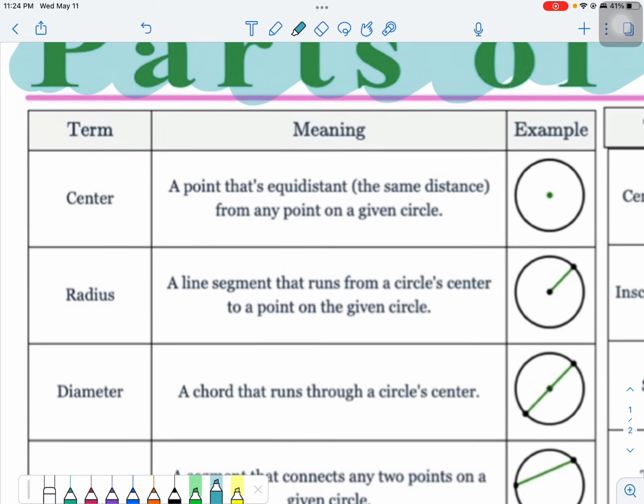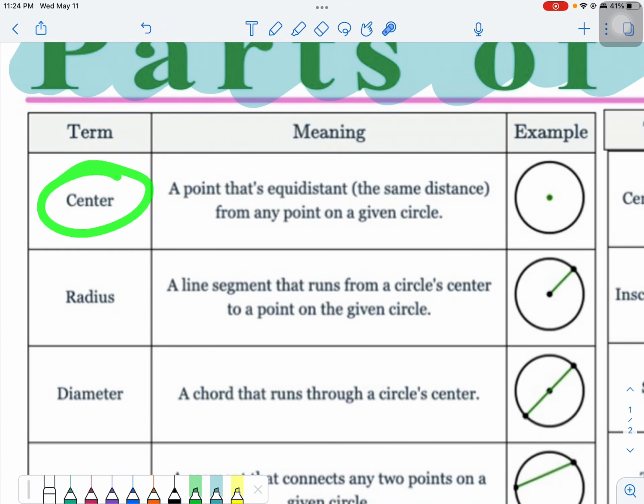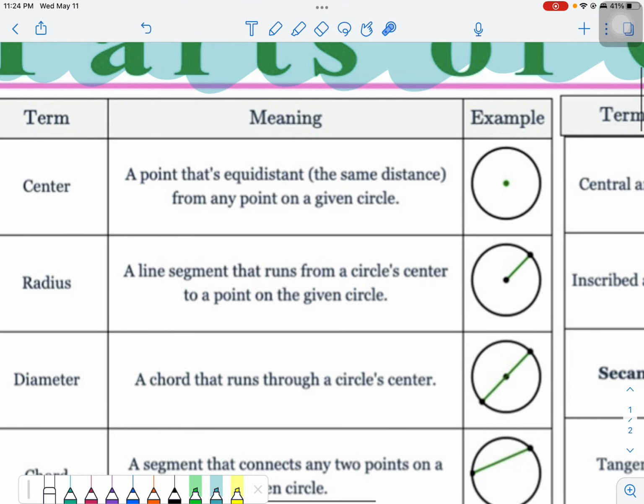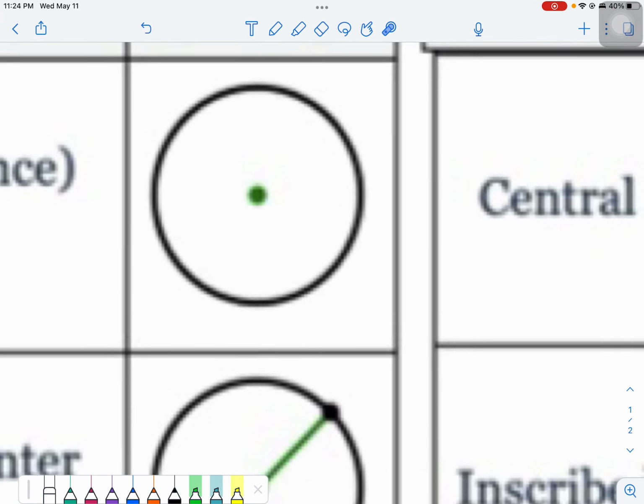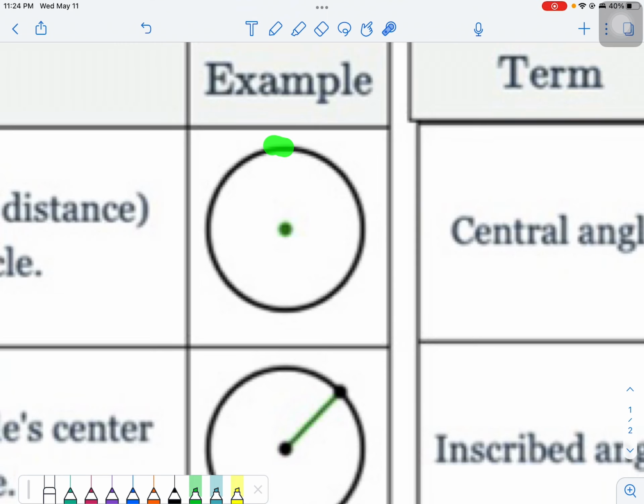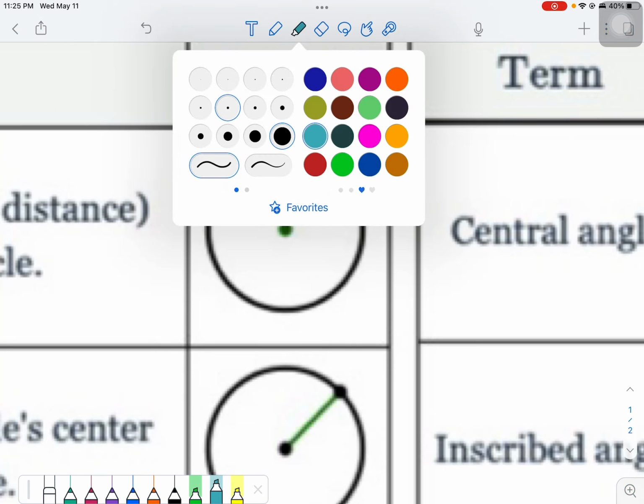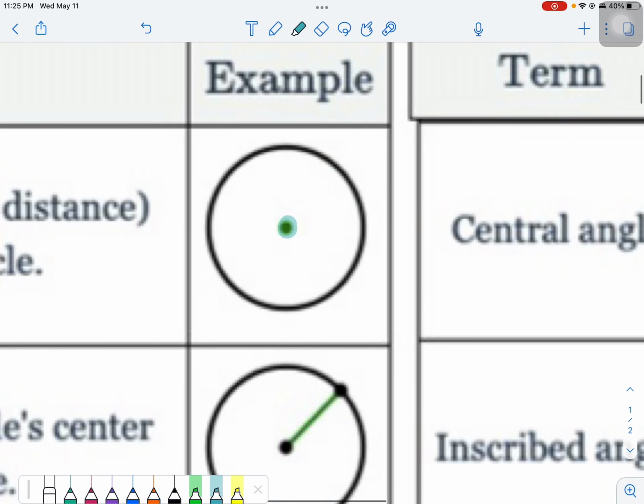So the first part of the circle we're going to notice is called the center. So the center, it says, is a point that is equidistant, or the same distance, from any point on a given circle. So what it's pretty much saying is that if we pick any point on this circle here, the center is the same distance from all those points, right?